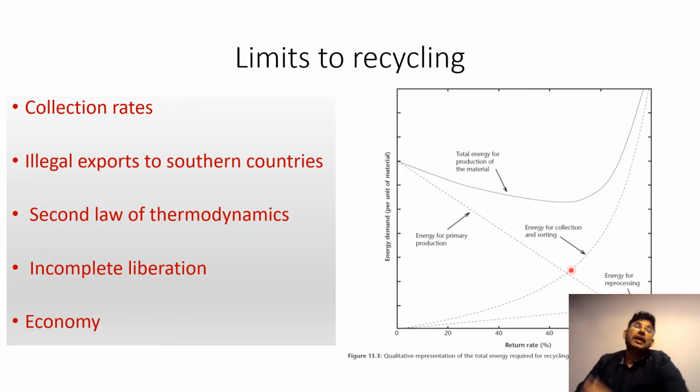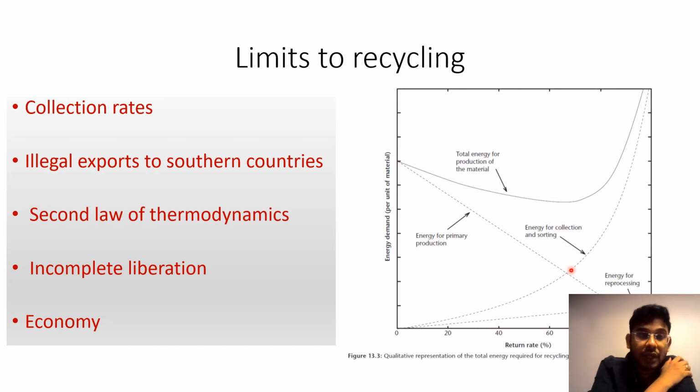Okay, we saw already limits to primary production, where we found that it is associated a lot with emissions, a lot with energy consumption. So we found that, okay, recycling does give us a lot of benefits. Well, what are the limits to recycling?